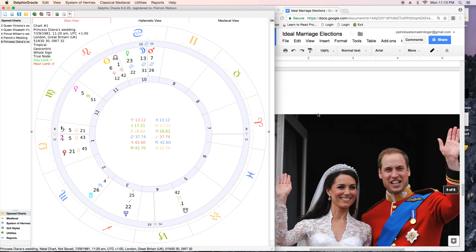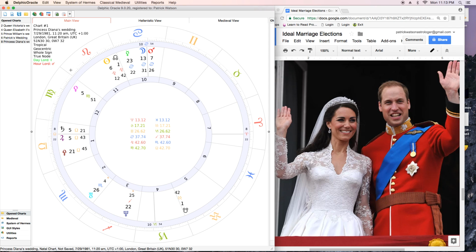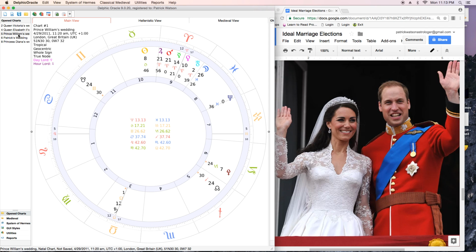So then we have the more recent royal wedding. Let's take a look at this one. This was on April 29th, 2011. Six years ago was recent. God. Okay, so that was at 11:20, also in London. And here the ascendant is in Leo, so the Sun rules Leo, and the Sun is in the 10th house in Taurus. So we know this is a Sun-Saturn relationship, rather than a Venus-Mars one like his dad's was.